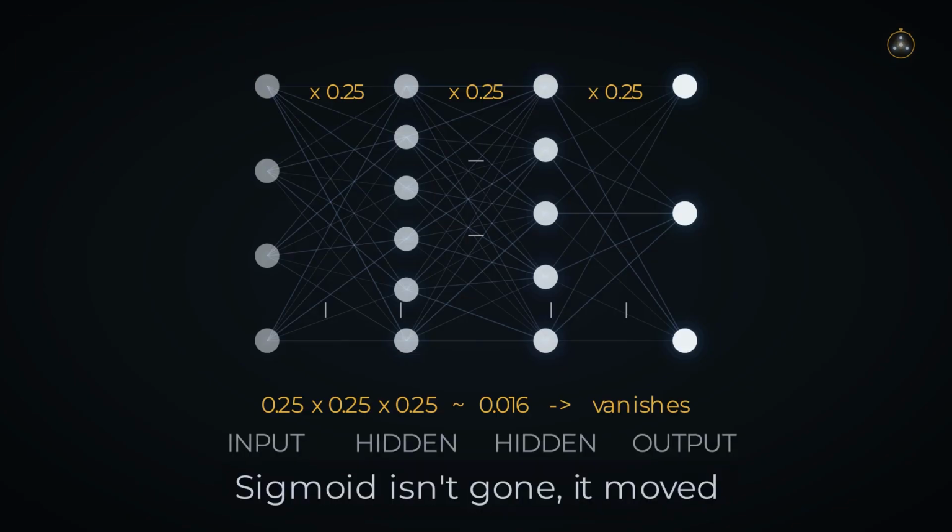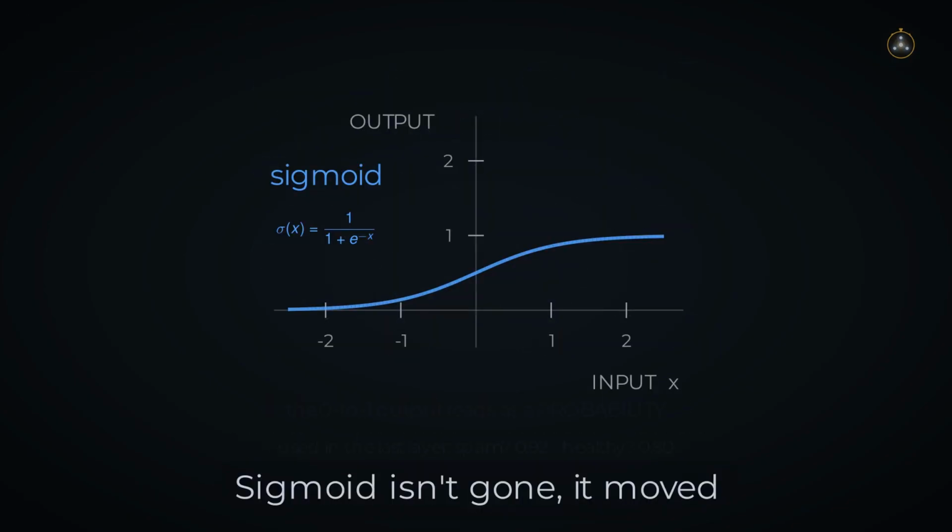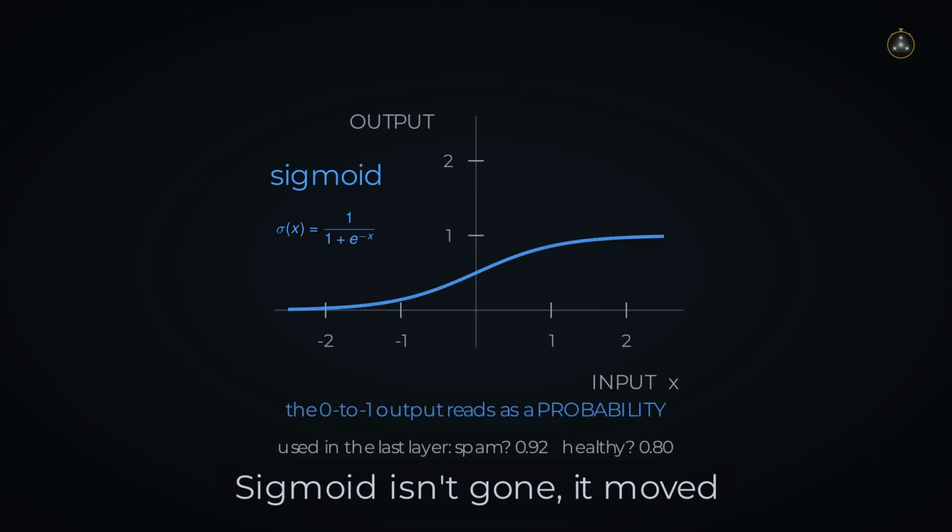But sigmoid didn't disappear. It just moved to the output. There, squashing a score into 0 to 1 gives you a probability. The chance an email is spam, the odds a scan is clear. So the rule today: ReLU inside the network, sigmoid often at the very end.